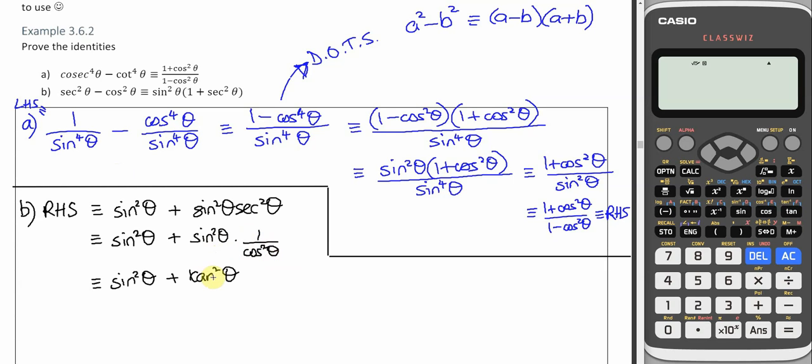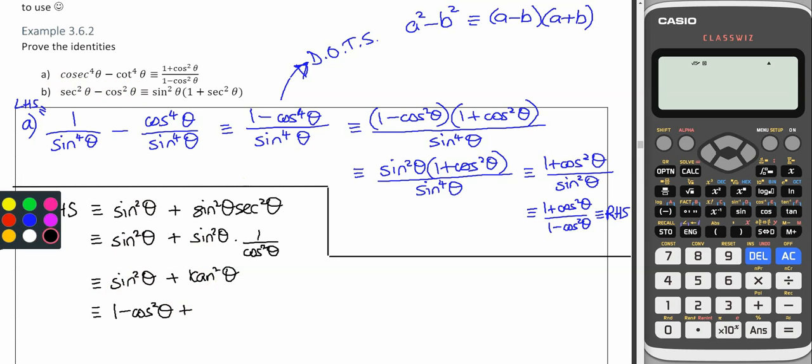Now I don't mind seeing tan squared, because if I remember the left hand side, which is what I'm trying to get, the left hand side has a sec squared. And it's easy to switch between tan squared and sec squared. There's an identity that links those. Also, there's an identity that links sine squared with cos squared. So now looking at the left hand side for ideas on what to do next. So sine squared can be replaced with 1 minus cos squared.